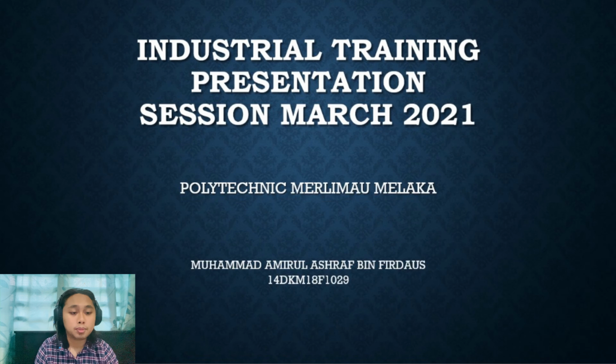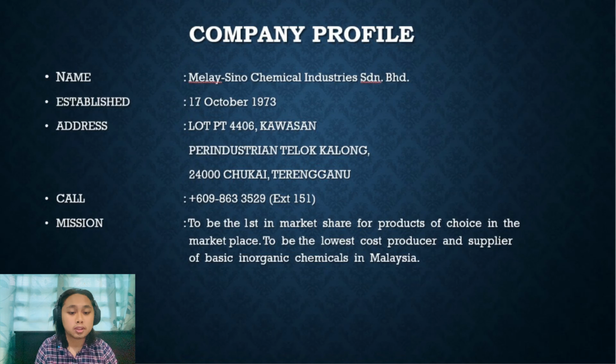First, I want to tell about the company profile. The company name is Malaysian Chemical Industry Sdn Bhd. The company was established on 17 October 1973 and is located at Lot PT 4406, Kawasan Perindustrian Teluk Kalong, 24000 Cukai, Terengganu. The call number is 609-863-3529.